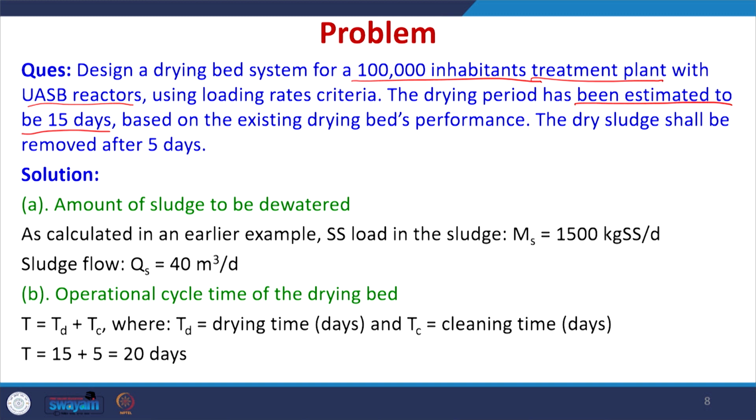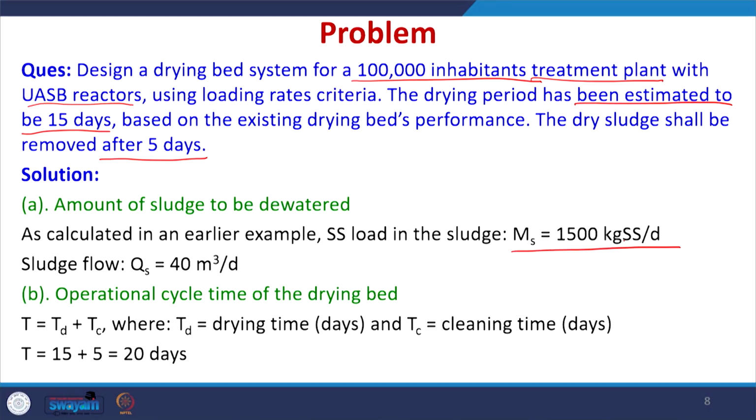Now, the dry sludge shall be removed after 5 days. So, this is also given. So, let us try to solve this problem and design a drying bed system for this condition. Now, the amount of sludge to be dewatered is the first step that we have to calculate, and we have already calculated the amount of sludge to be dewatered in the previous question. So, the data was 1500 kg total suspended solids per day and the sludge flow rate was 40 meter cube per day. So, this is the sludge that we have to handle in this drying bed system.